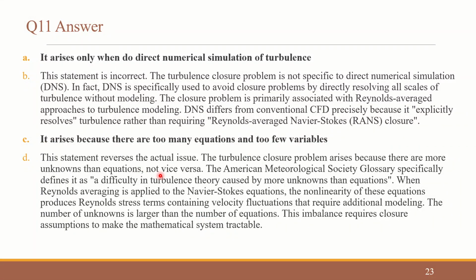So as I mentioned, it is a difficulty in turbulence theory caused by more unknowns than equations. When we are applying Reynolds averaging to the Navier-Stokes equations, the nonlinearity of the equations produces a Reynolds stress term in the equations, which contains velocity fluctuations that require additional modeling. So we end up with more variables than equations. This imbalance requires us to make some closure relations to get the proper solution.